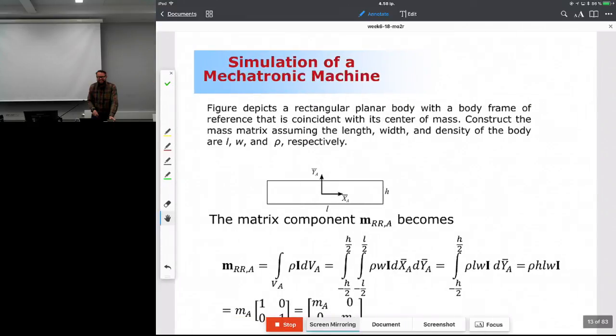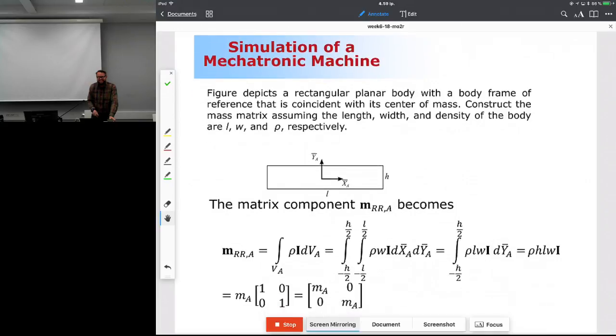I know that you guys are confused, but let's practice a little bit. I have here a rectangular planar body. The body frame of reference is located in the center of this rectangular body. The dimensions are such that h is the height of the body, L is the length of the body, and the thickness of the body is assumed to be W.